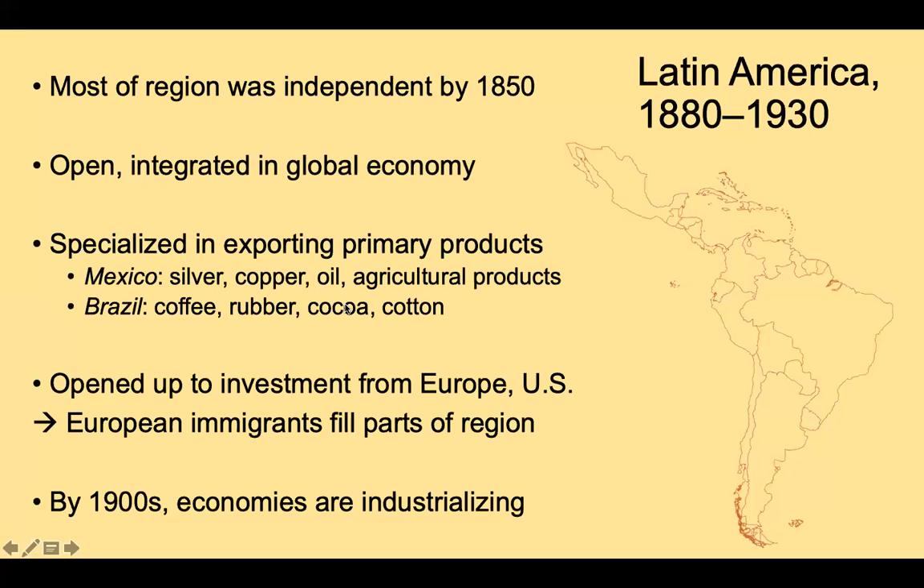And by the 1900s, the economies are really industrializing. This is a period when they're beginning to embrace investments of large proportions of national income in all sorts of heavy industries like steel and in petrochemicals, all kinds of industrial sectors that involved heavier and more long-term investments than many of those exports of primary products did.